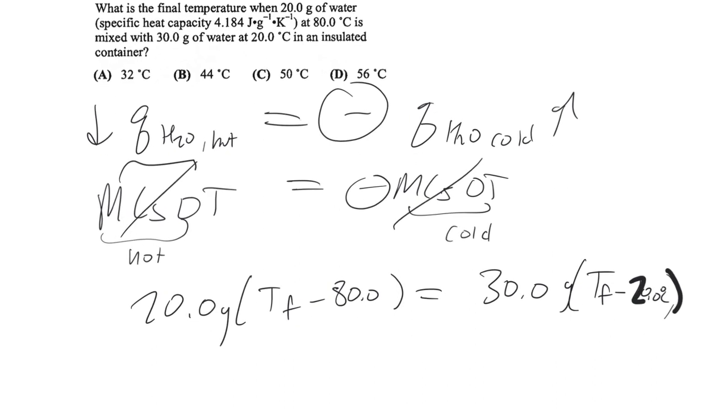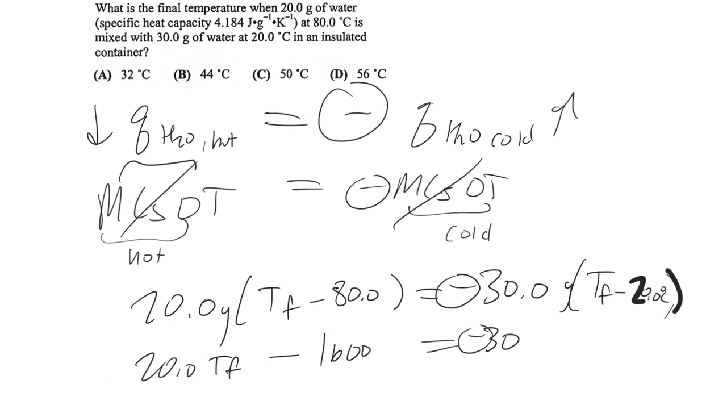Okay, so all we need to do here is do some math. So 20.0 TF minus 1600 equals 30 TF. I missed my minus sign, so I got to keep this minus sign here. Minus 30.0 TF minus 600. Okay, and so then let's add 30 to both sides.